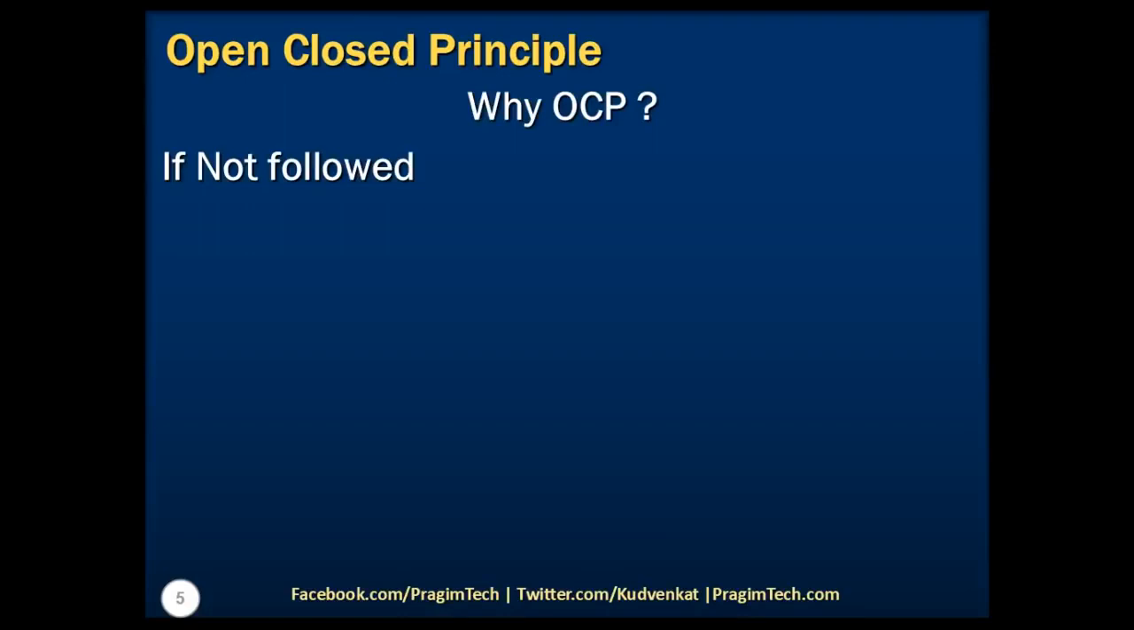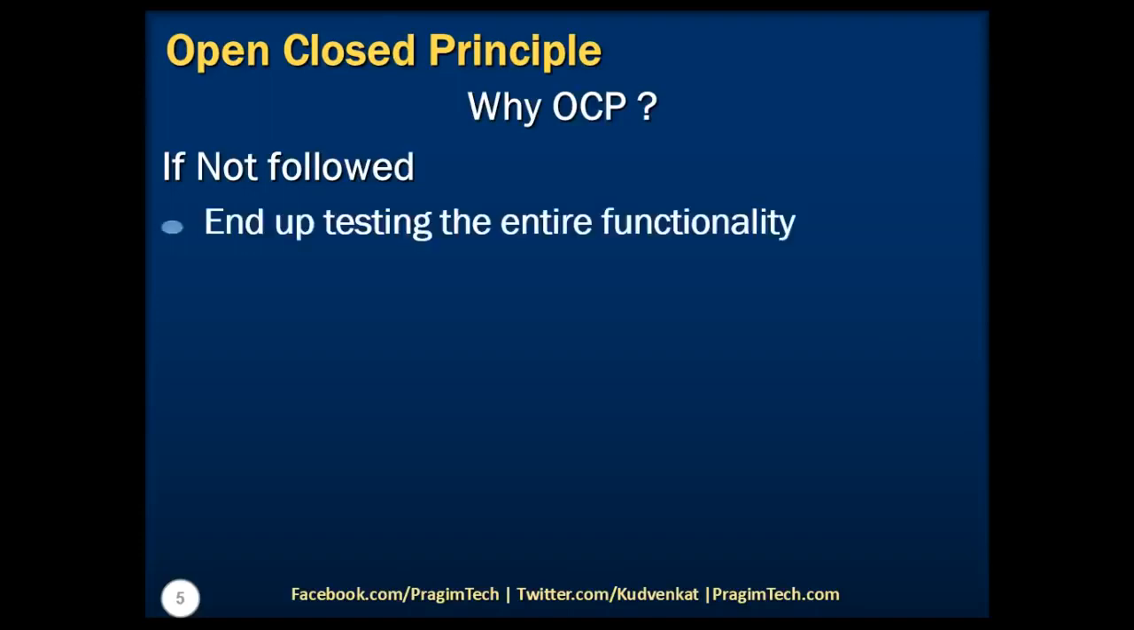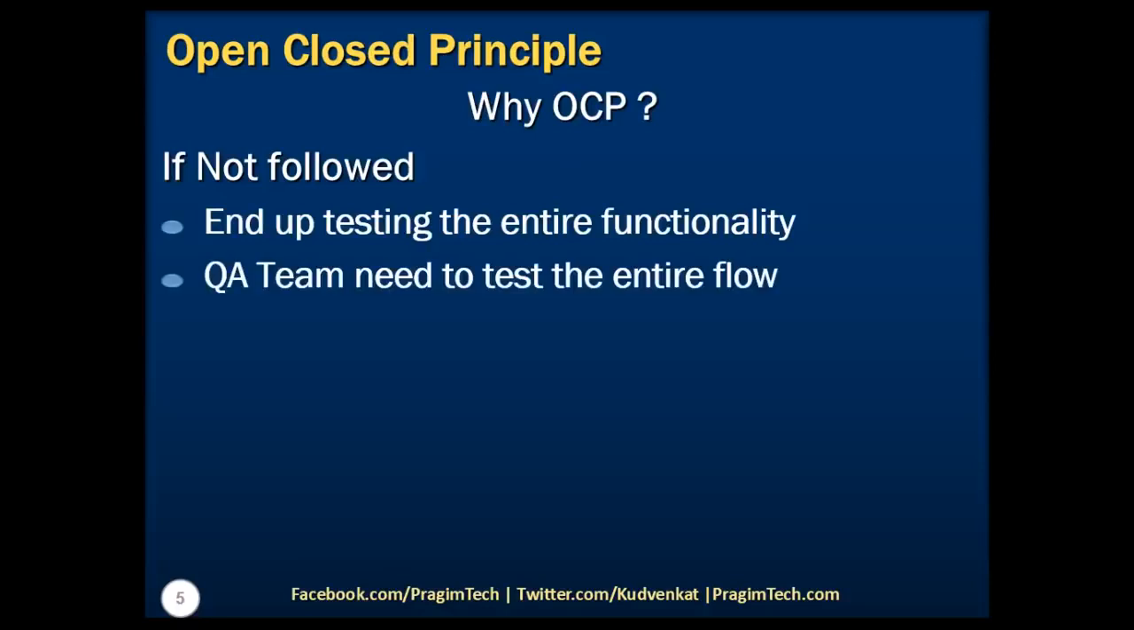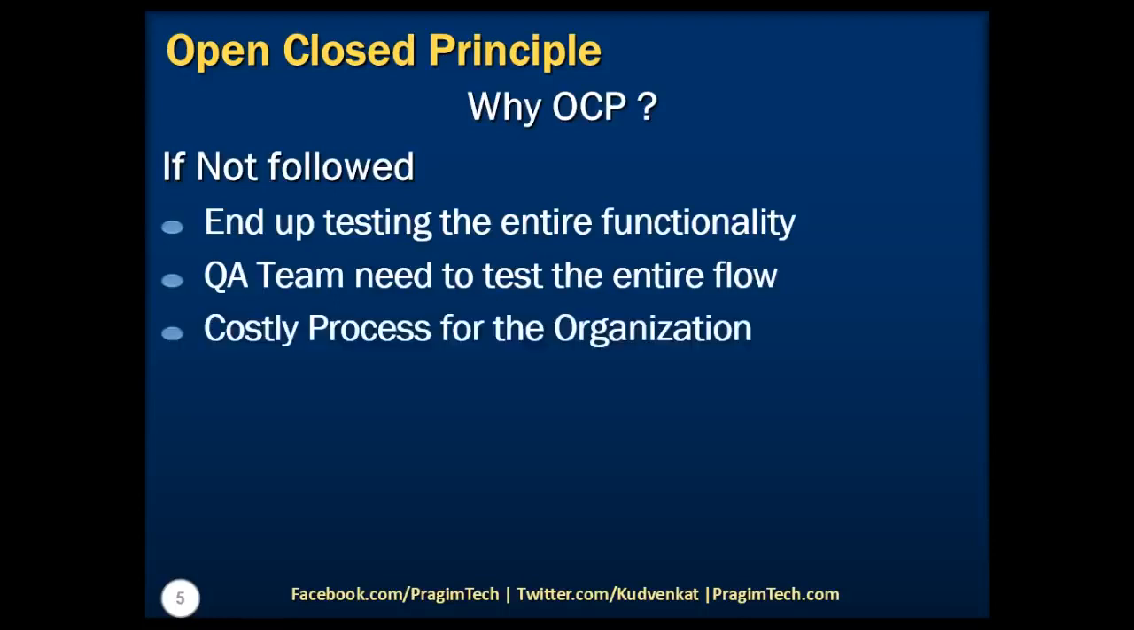If a class or a function always allows the addition of new logic, as a developer, we end up testing the entire functionality along with the new requirement. Also, we need to communicate the scope of changes to the quality assurance team in advance so that they can gear up for enhanced regression testing along with the feature testing. Obviously, this is a costly process for any organization to adopt.